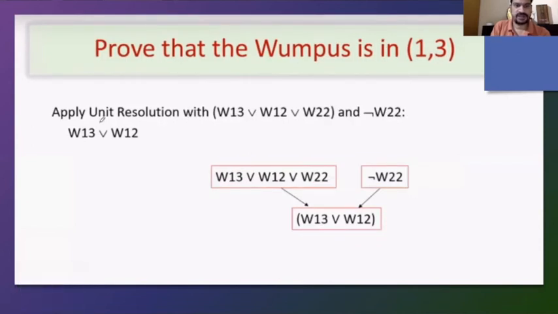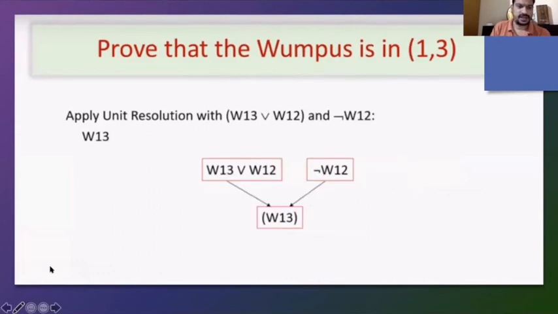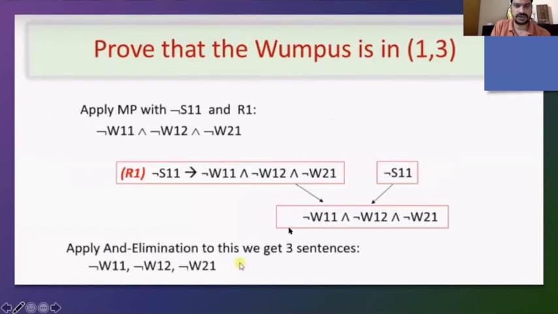It says that we'll again apply the unit resolution with negation of W11. Once we apply that, this and this will be eliminated, and you're getting W13 and W12. Now, after doing that, we'll apply unit resolution again with the negation of W12, and because these two are eliminated, the result will be W13. W13 means the Wumpus is in 1,3. So this is the conclusion that you can draw here.